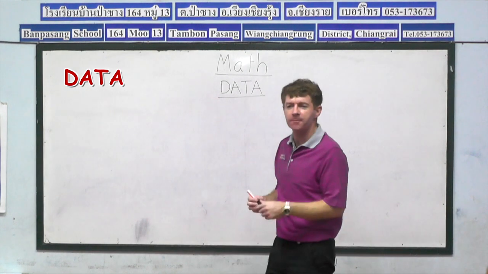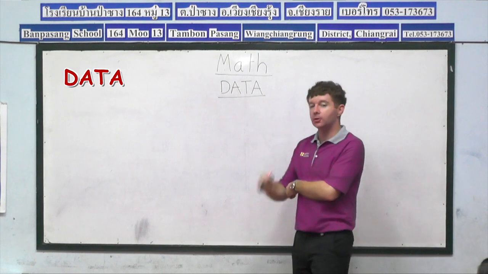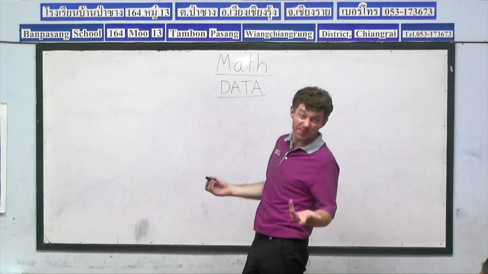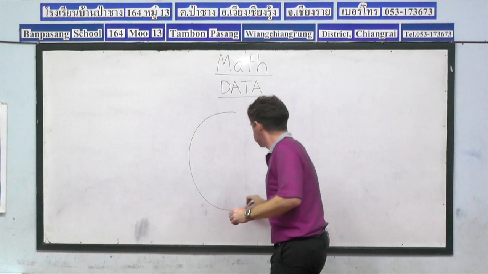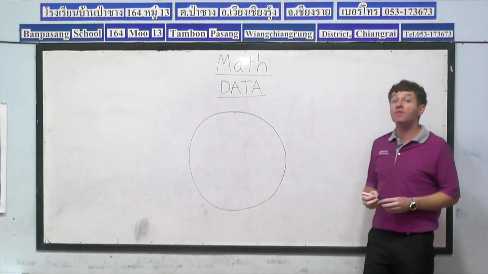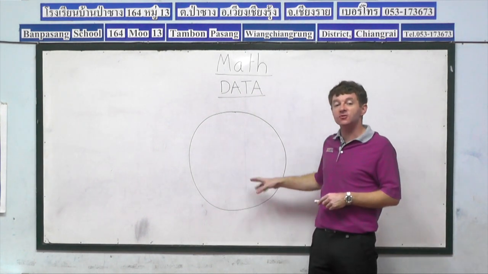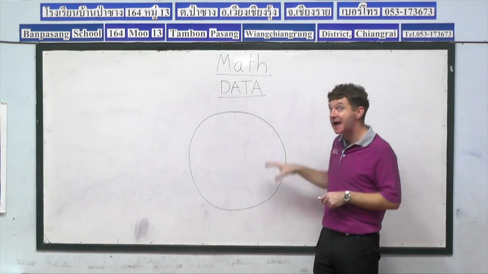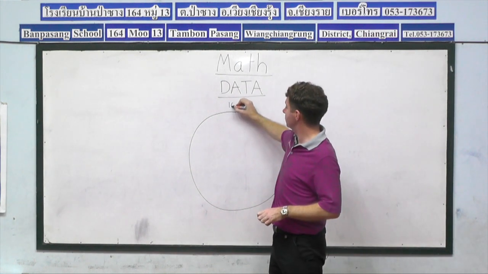Excellent. Well done. Now, who can tell me what shape is a pie chart? Circle, yeah. What shape is a pie? Circle. So that's why we call it a pie chart. So let's draw a nice circle on the board. There's our outline of our pie chart. Now, who can remember what percentage the entire pie is? Excellent. Well done. The entire pie is 100%.